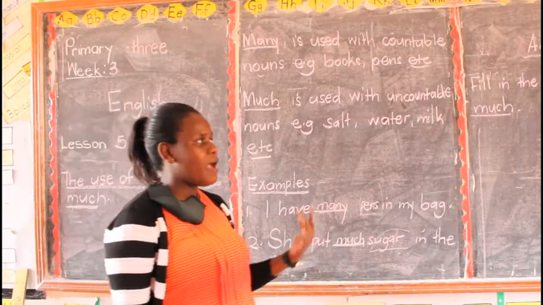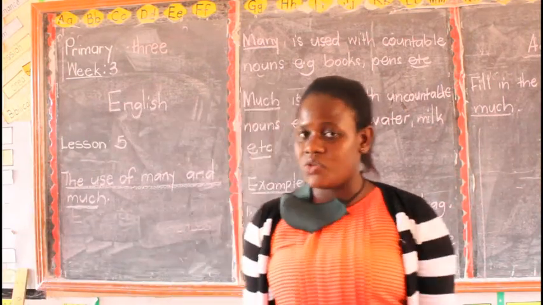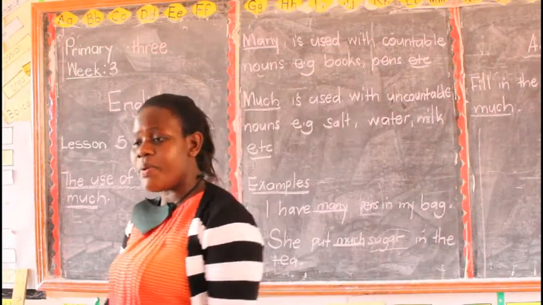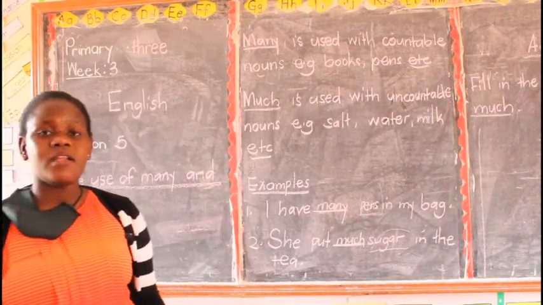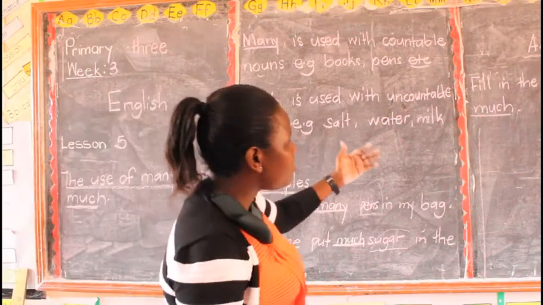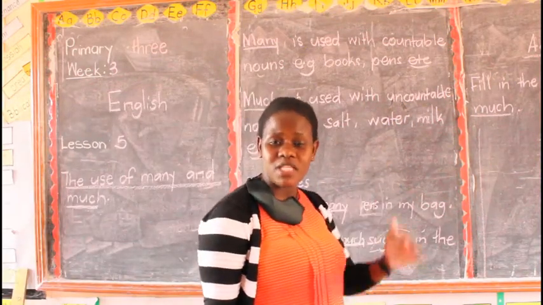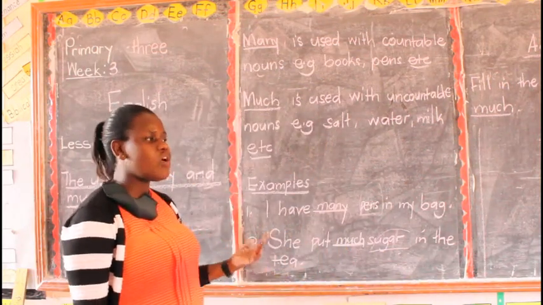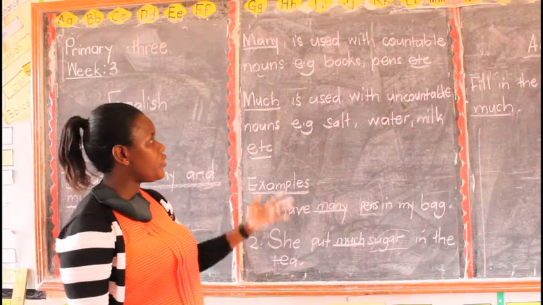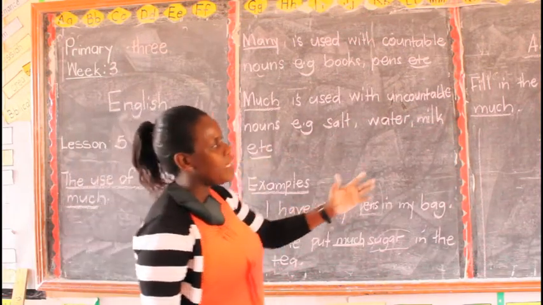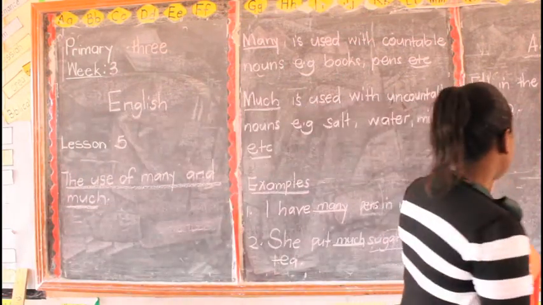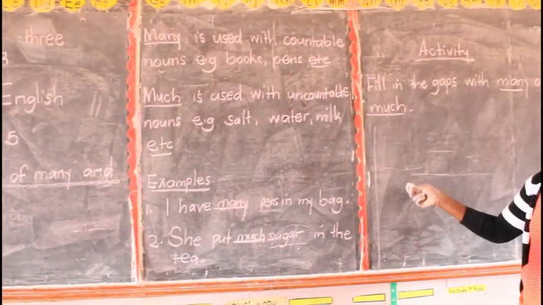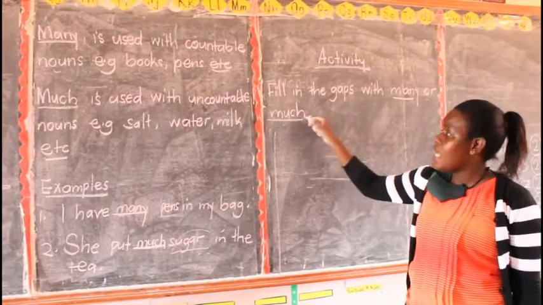Children of primary 3, I once again repeat, many is used with countable nouns. Countable nouns are those nouns you can count: pens, books, tables. So use many. Uncountable nouns are those nouns which you cannot count: sugar, milk, salt, water. So use much. Let me not see somebody fail in the activity, because I have tried to explain about the use of much and many.